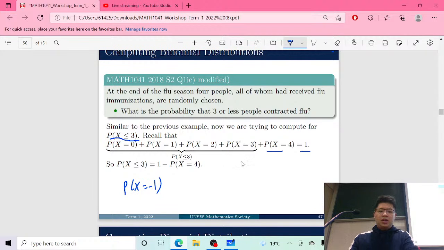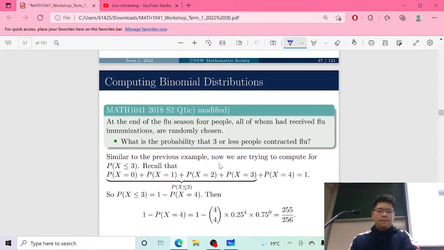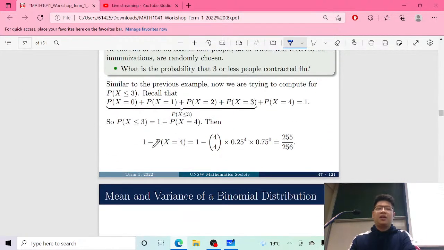So rather than needing to compute x less than or equal to 3 as the sum of all this individually, what you could do to make your life easier is take 1, which is the sum of everything happening, minus the probability of x equal to 4. In other words, the probability of 3 or fewer people contracting flu is just the probability of not all 4 people contracting flu. So it's kind of like the complement there. So you just need to plug in the formula again here. P of x equals 4, you put in the formula, and boom, you have your answer here.